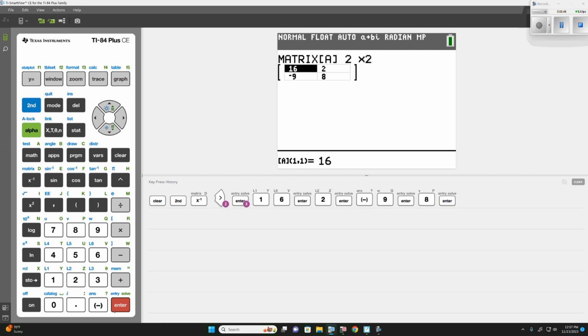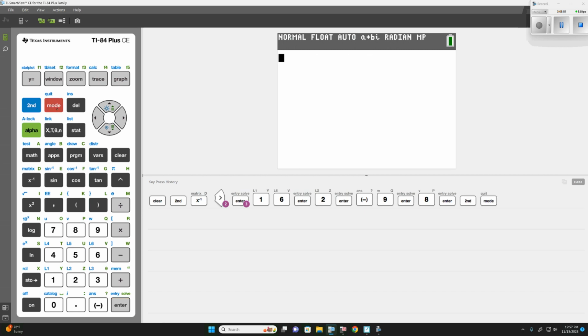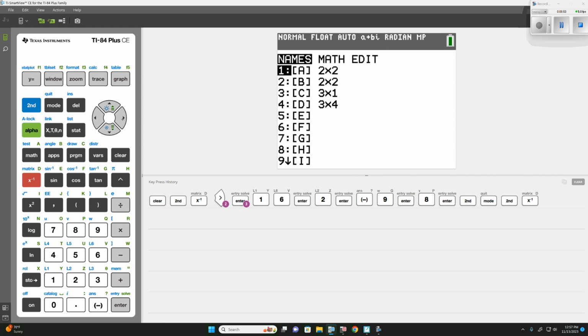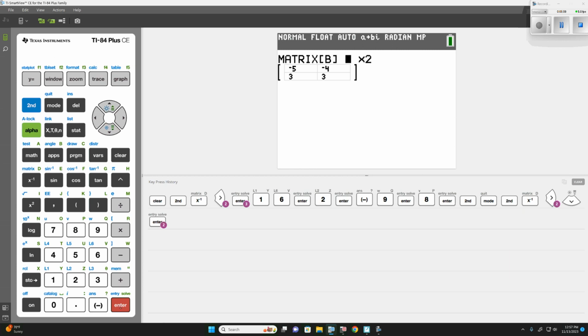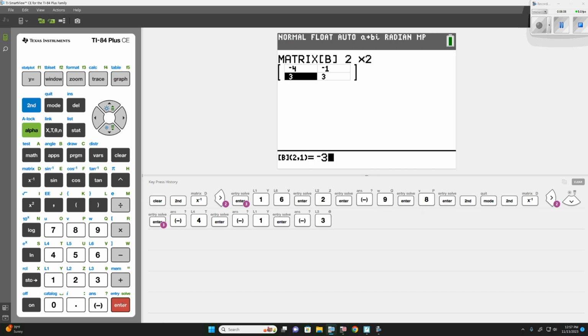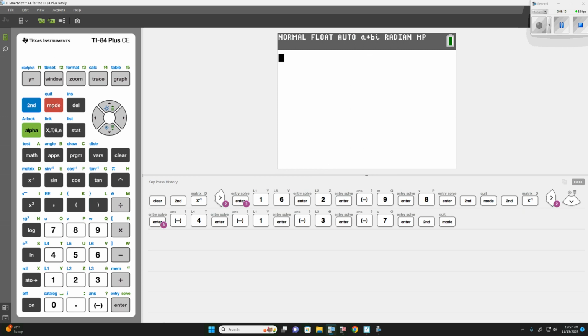Once we finish putting the information in, we go second quit. Second matrix. So we need to put in the second one. So we go over to edit. This time we're going to go down to matrix B. Matrix B is also 2 by 2. So -4, -1, -3, and -7. Questions on how to type these in?